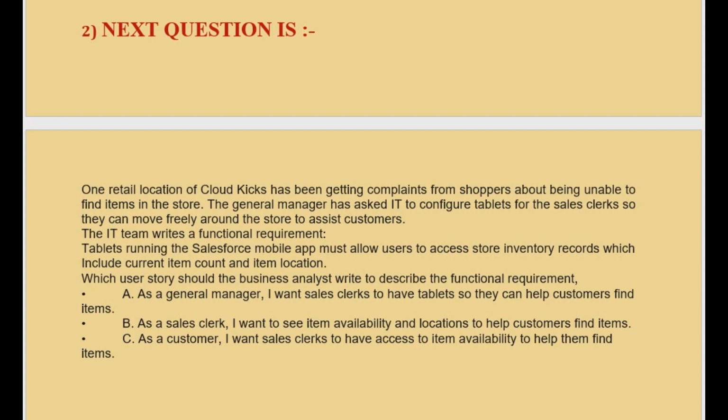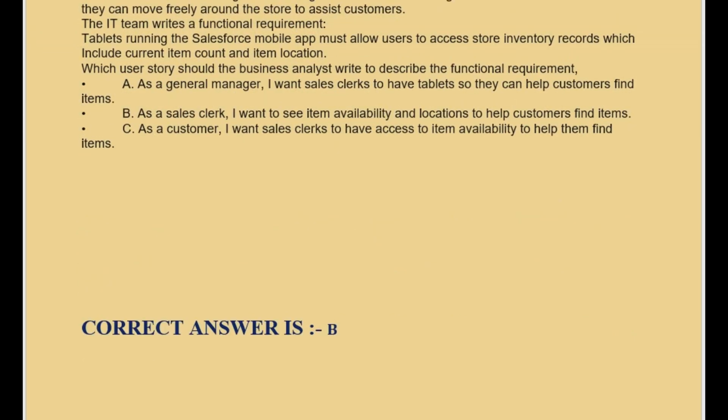Option A, as a general manager, I want sales clerks to have tablets so they can help customers find items. Option B, as a sales clerk, I want to see items' availability and locations to help customers find items. Option C, as a customer, I want sales clerks to have access to item availability to help them find items. Correct answer is option B.